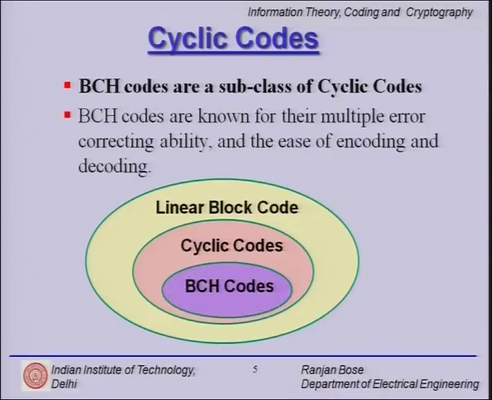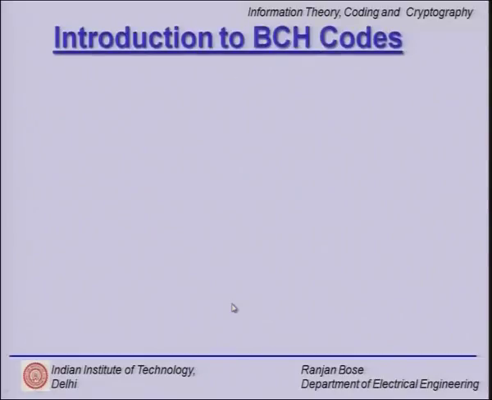So, if we go to a subclassification, we find that BCH codes form a subclass of cyclic codes. For linear block codes, we developed a rich theory, then we went to cyclic codes, again more theory in terms of polynomial representation, and then we will have BCH codes. The techniques already developed for linear block codes and cyclic codes are all applicable for BCH codes. So, let us have a quick introduction.